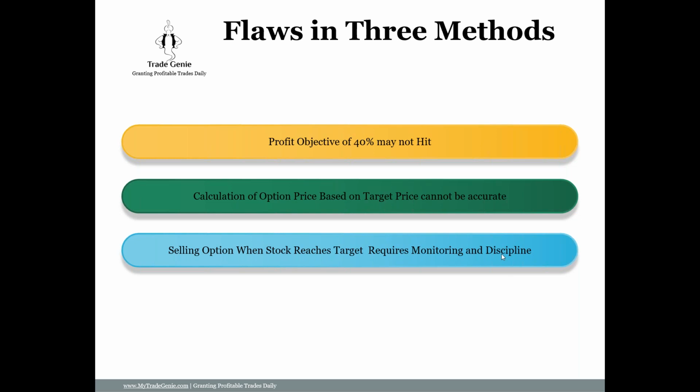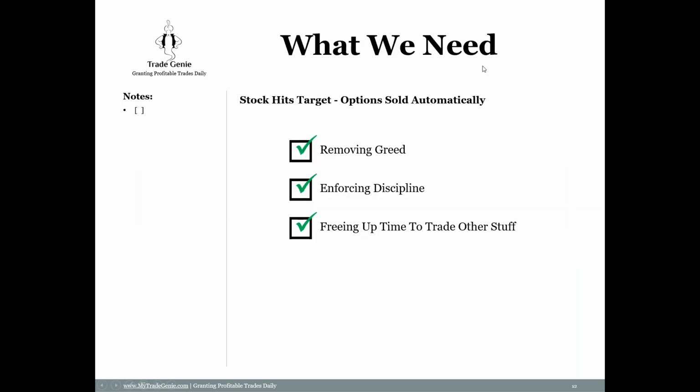And discipline is you really need to sell it. Don't cancel your sell order. If you have a sell order placed, you need to be very disciplined. People tend to change their sell order. They cancel it. So what we need is to remove our greed, enforce our discipline, and free up time to trade other stuff.